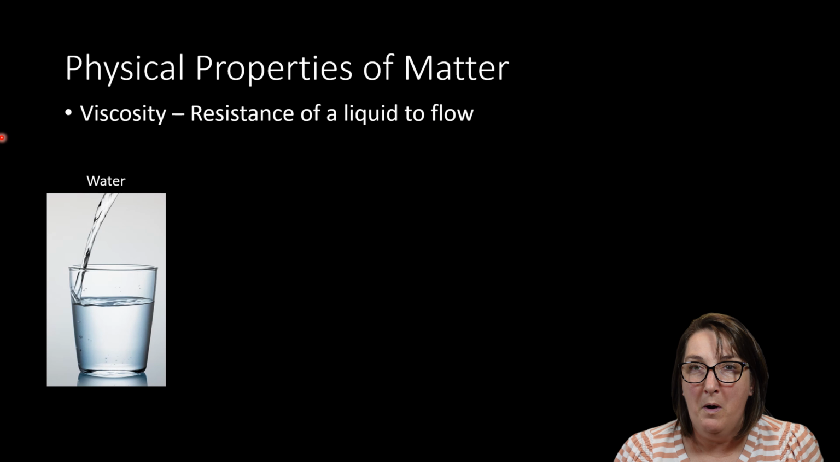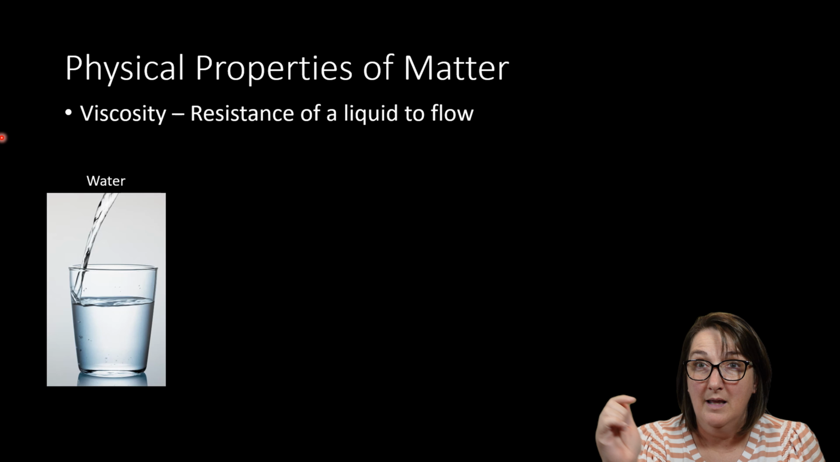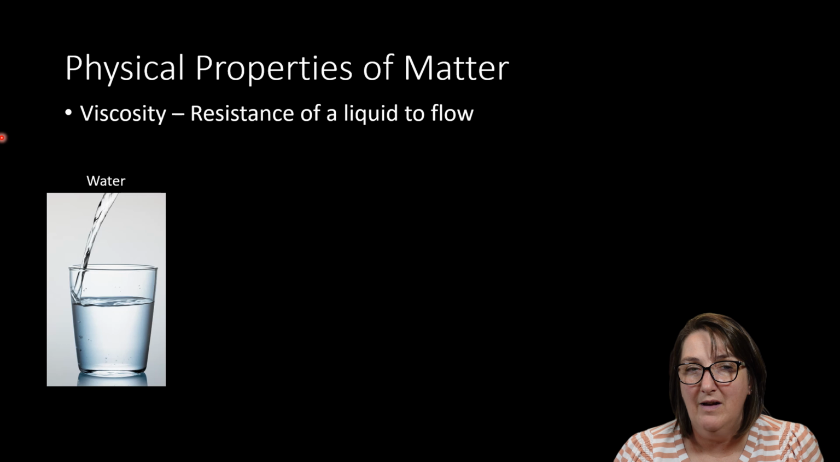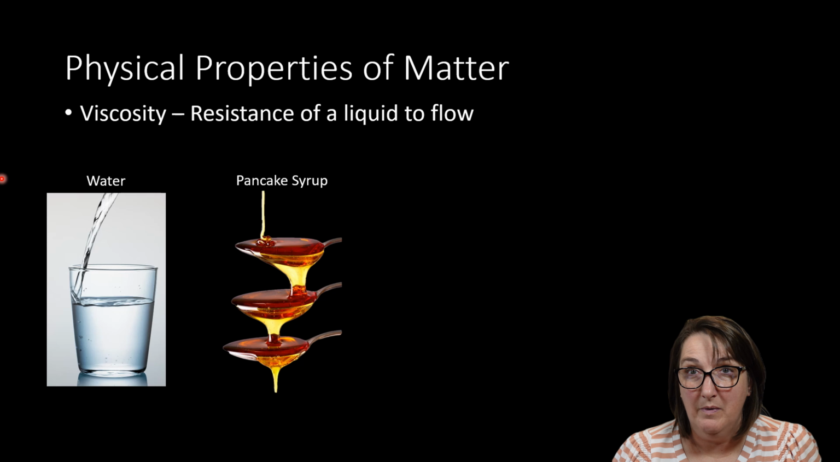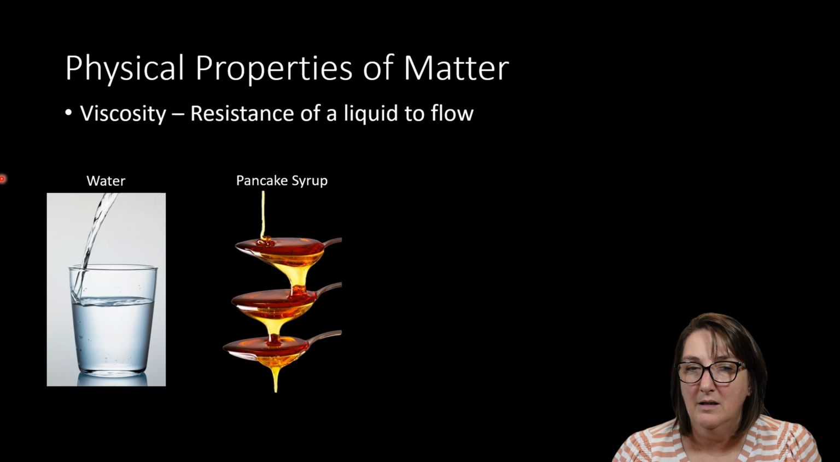So if I look at water and I poured it down a board, let's say I had a board at a diagonal, and I pour water down that board, that water is going to move fast. So that means that it is going to have a low resistance. It's going to flow really, really quick. If I have something like pancake syrup and I put it on that board and I let it run down, it's going to run a lot slower. It has more viscosity. It has a higher resistance to flow.